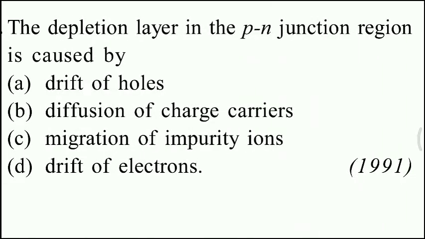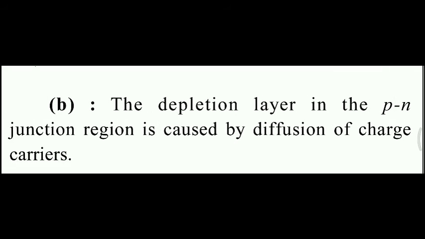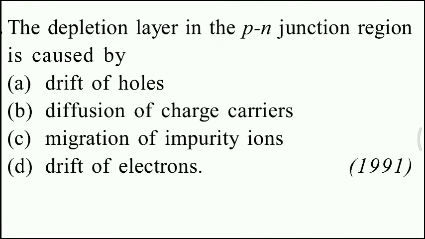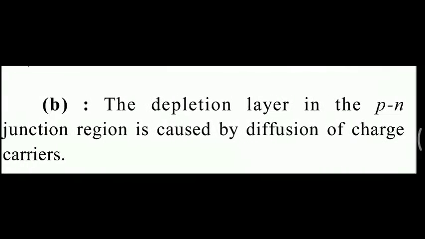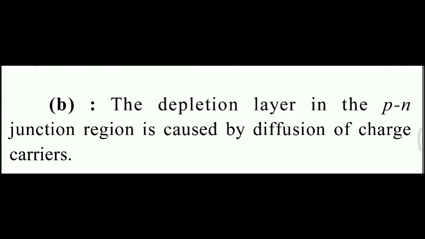The depletion layer in the p-n junction region is caused by drift of holes, diffusion of charge carriers, migration of impurity ions, or drift of electrons. Yes, B, diffusion of charge carriers. Diffusion means movement from higher concentration to lower concentration. The depletion layer in the p-n junction region is caused by diffusion of charge carriers.